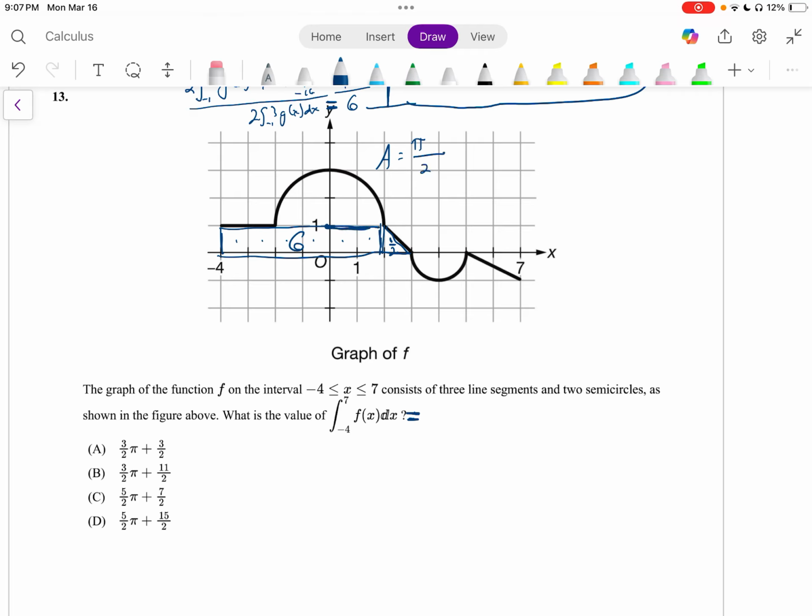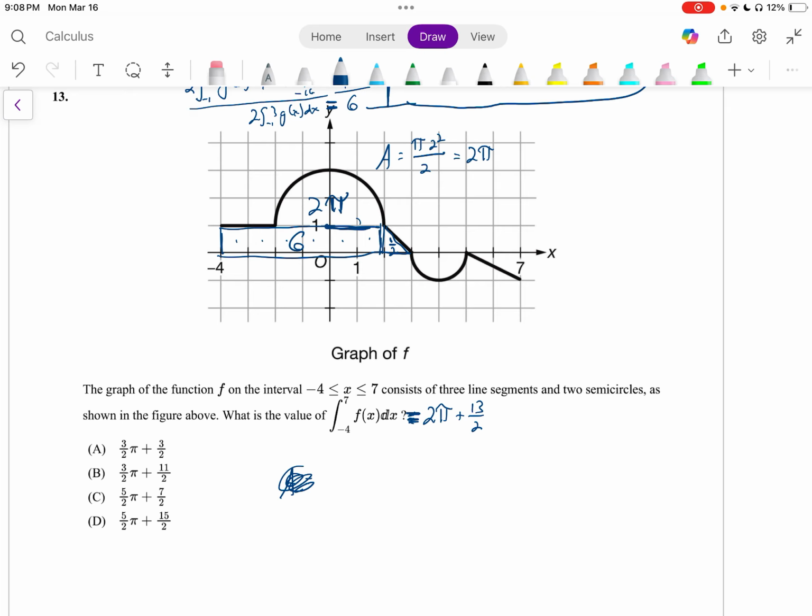Well, the radius is 2. So that area is 4 pi divided by 2, which is 2 pi. So 2 pi. So right now, our positive parts, the area, is going to be 2 pi plus 6.5, which I'm going to put as 13/2 because I'm noticing in my answers it's using improper fractions.